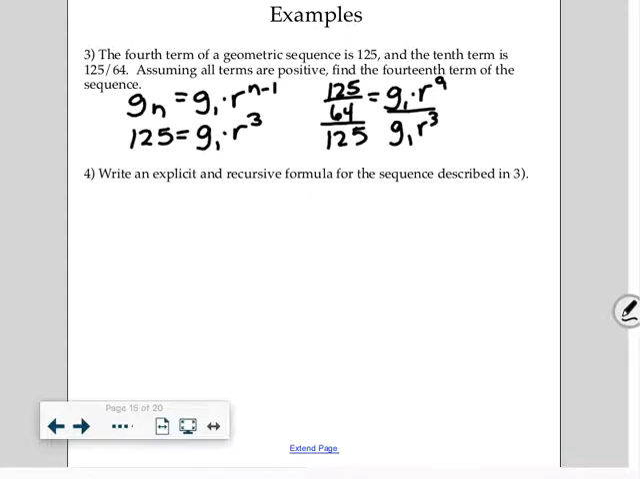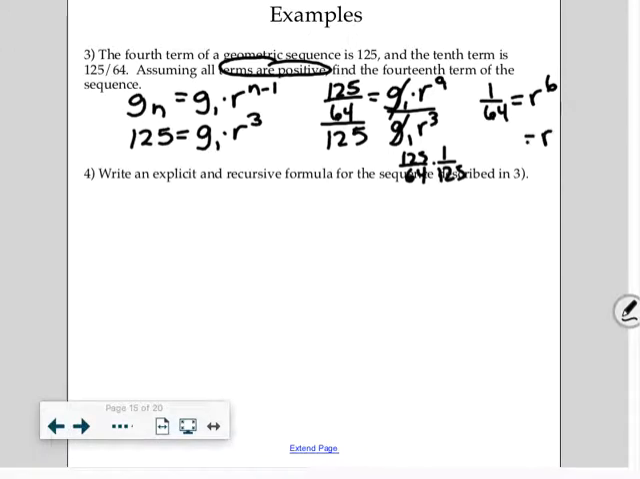If I divide the terms, 125 over 64 divided by 125, do you guys remember when you divide by a fraction you multiply by the reciprocal? So that's 1 over 64 equals r to the 6th. The g sub 1's cancel. And then using my exponent rule, r to the 9th divided by r to the 3rd is r to the 6th. Now, it does say assume all the terms are positive, but what I want to mention is that r could have been positive or negative in general, because it's an even exponent. So sometimes that's going to happen.